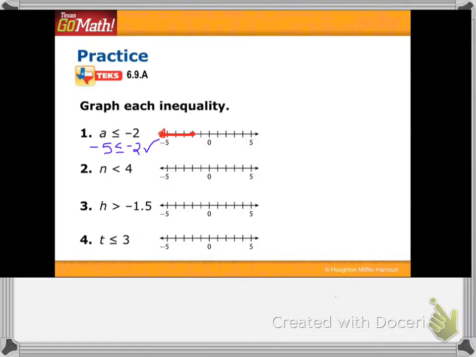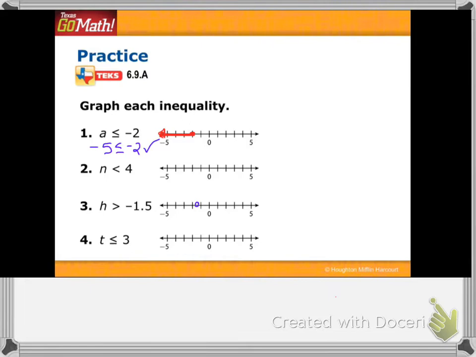Let's look at number 3. H is greater than -1.5. So first, let's think about our point. Is it going to be open or closed? We know it's going to be open because it's not equal to. I need to find negative 1.5. So this would be negative 1 right here. This would be negative 2. So then 1.5 is going to be right here in the middle. So I'm going to need an open point in the middle here.